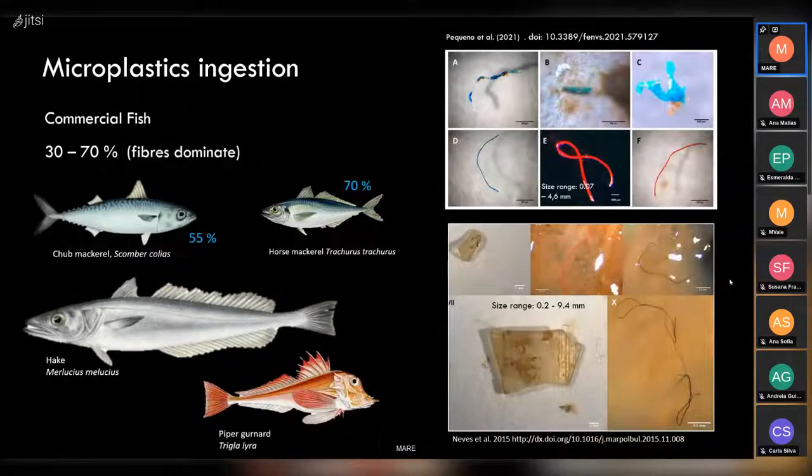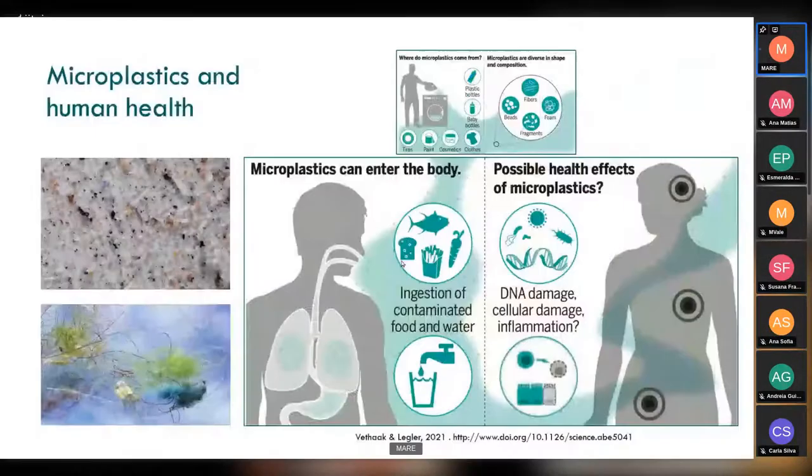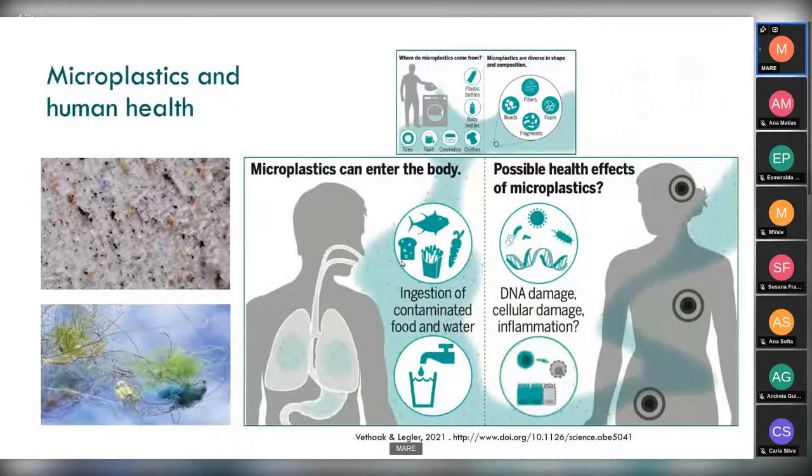The fish that ingest the most are horse mackerel and chub mackerel, from our studies, but there are plenty of other species that already ingest them. Of course, you don't eat the stomachs, you think, but still, there is a concern. And then we have this problem with human health.